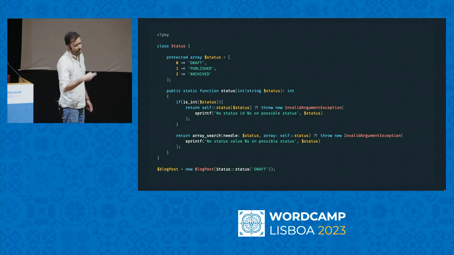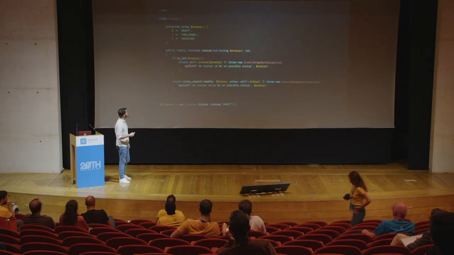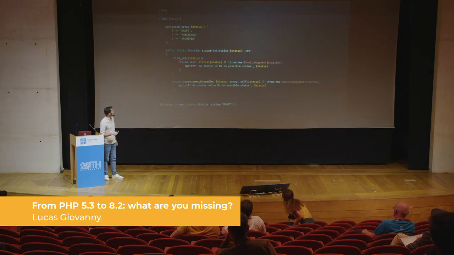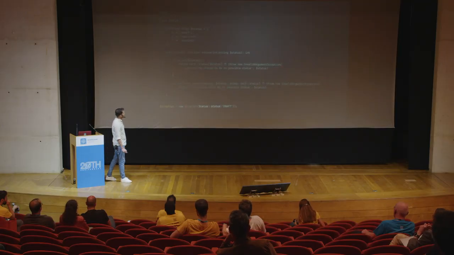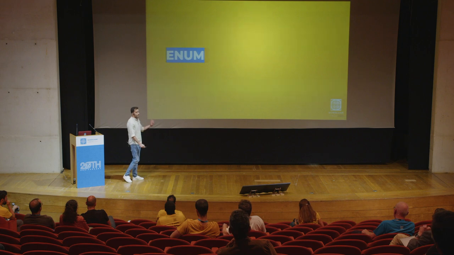You see here that I have a lot of validations inside. I check if it's an integer, I check if it's something valid, and if not, I throw an exception and things like that. And then I need to use it like this, passing in draft. It's a lot of code to get that working, all right? So what PHP gave us is enum.